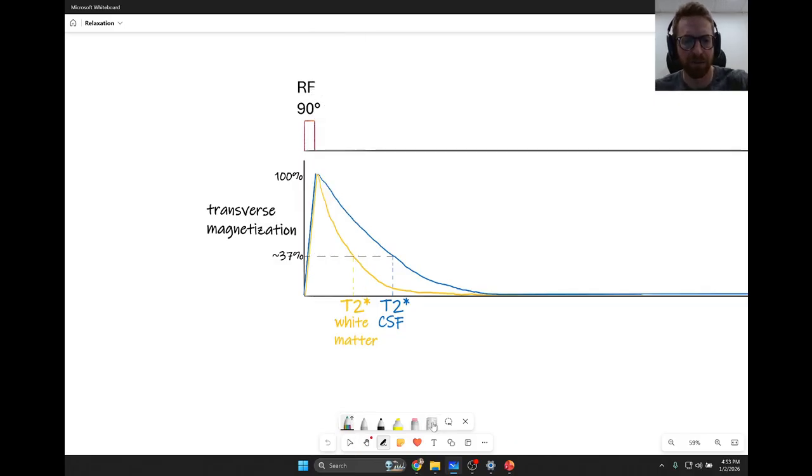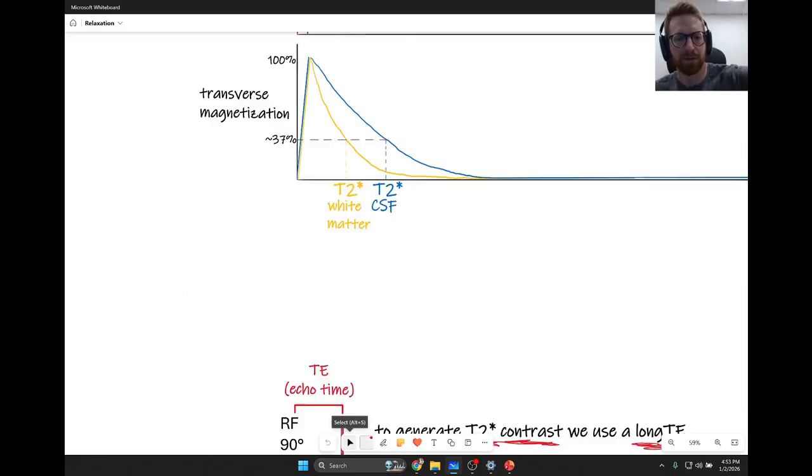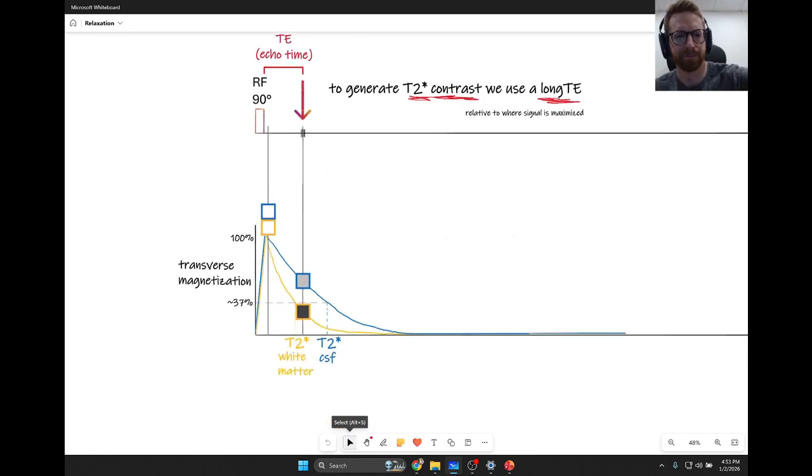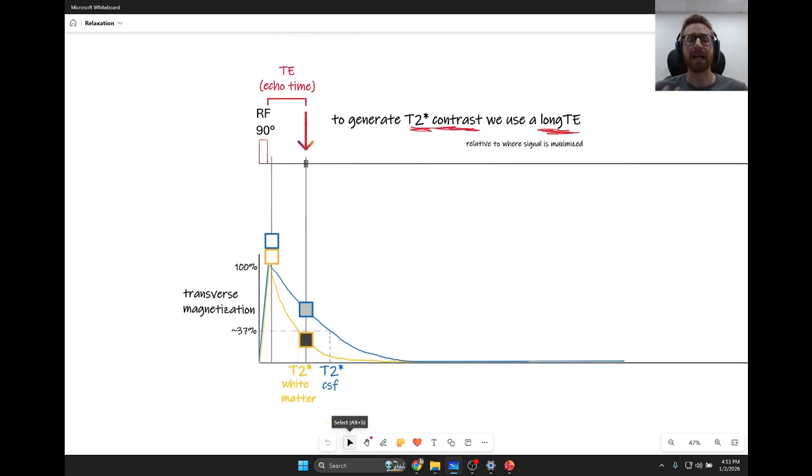So I drew this out. So I'm going to introduce a new term, TE, time to echo. Time to echo, or TE, refers to the time after the 90-degree radio frequency pulse when we sample our signal.